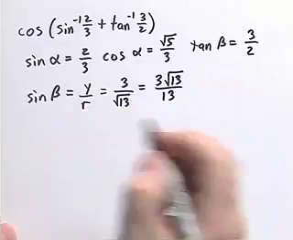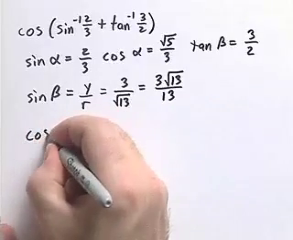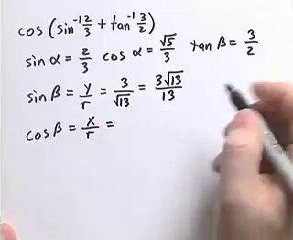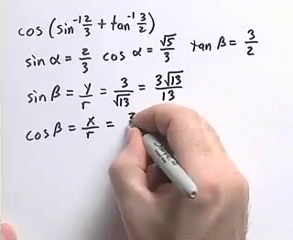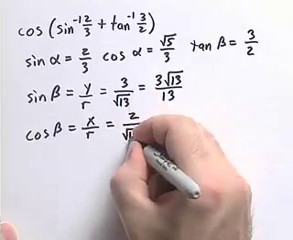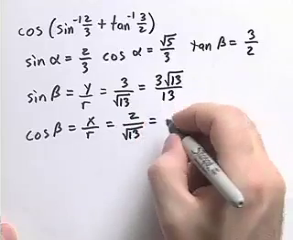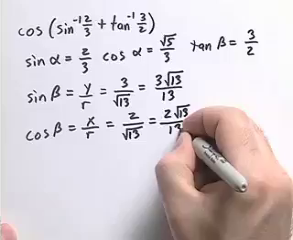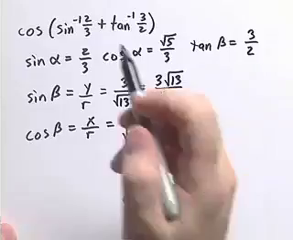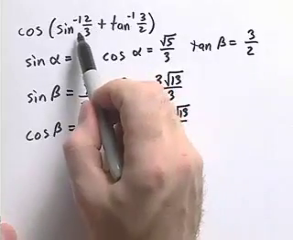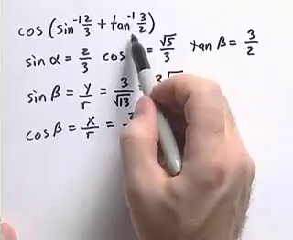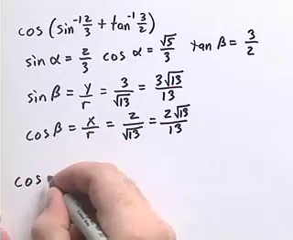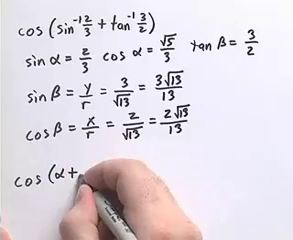We'll also need the cosine of beta. Cosine of beta is equal to x over r. X is 2, and r was the square root of 13. So cosine of beta is equal to 2 times the square root of 13 divided by 13. Now remember that we defined the sine inverse of 2/3 to be alpha, and tangent inverse of 3/2 was beta. So what we're really looking for is the cosine of alpha plus beta.